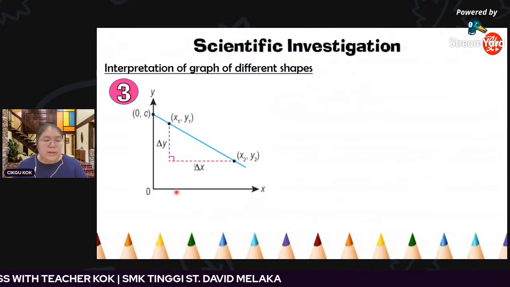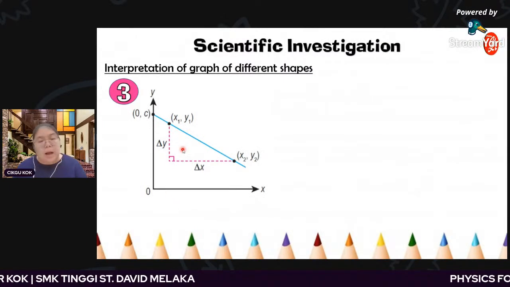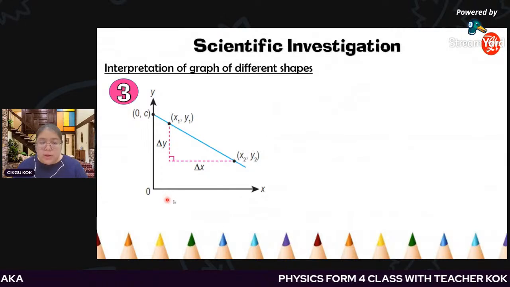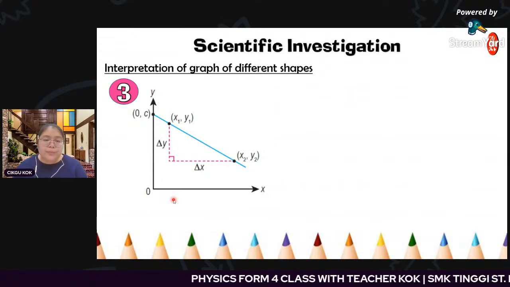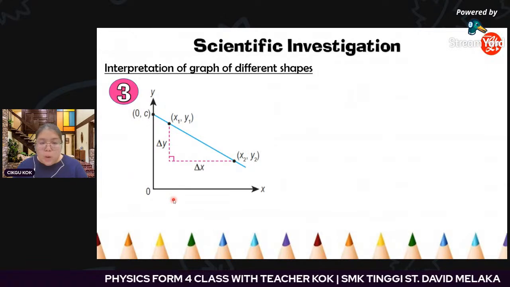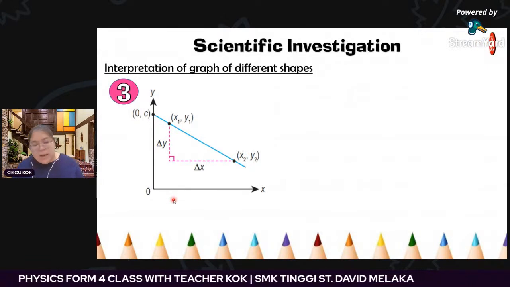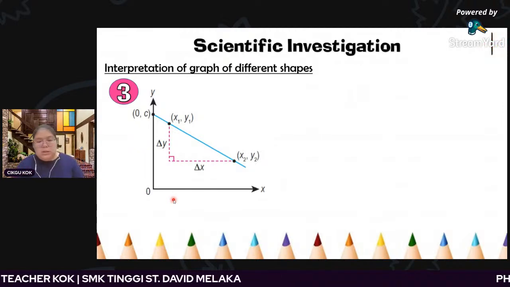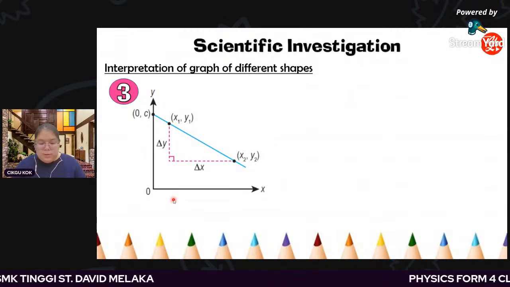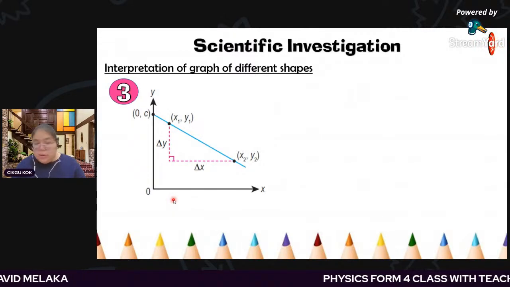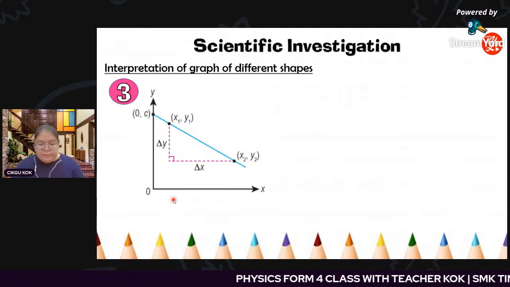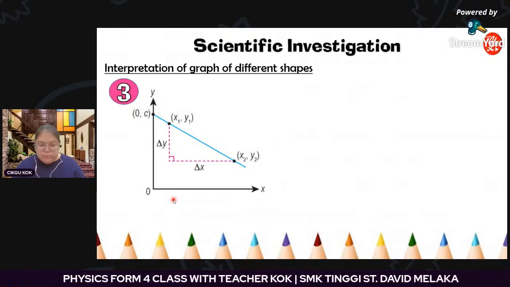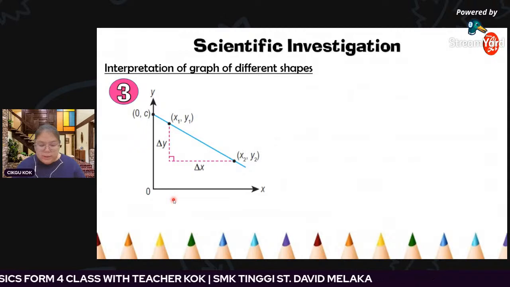Okay, go to the third one. In the third one, you can see the graph goes down. Are you sure this graph is positive or negative? Anybody can answer me, positive or negative? I want to check in your chat room. Anybody answer me? Positive or negative, this graph? Anybody can type inside the chat room.